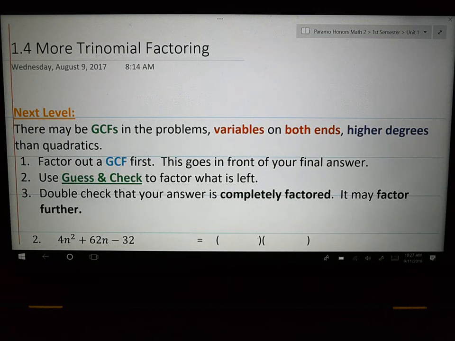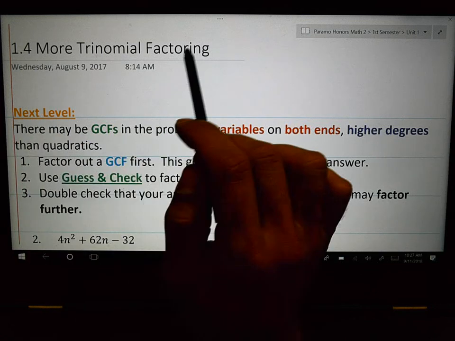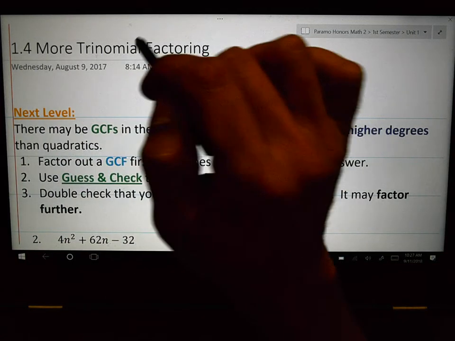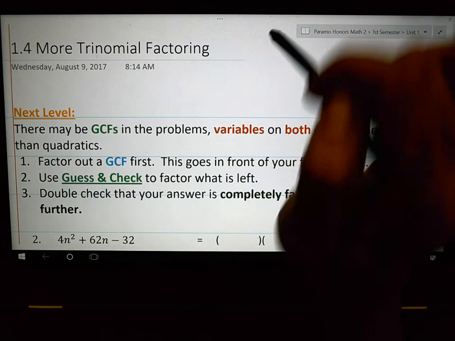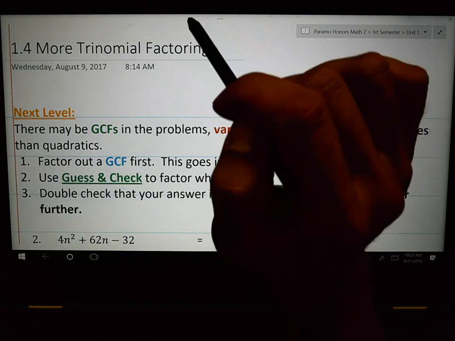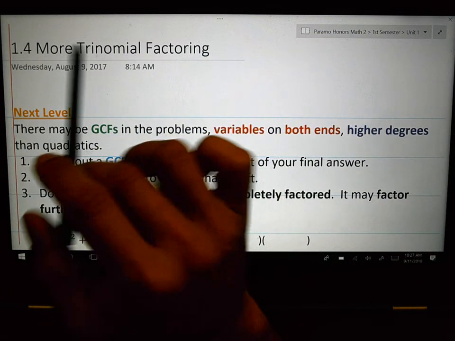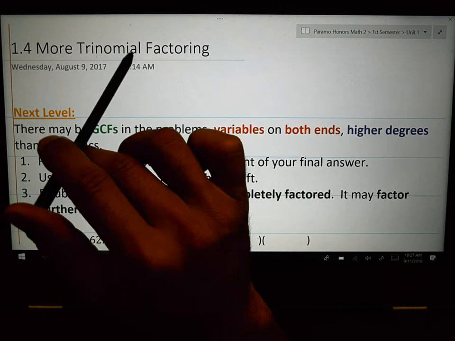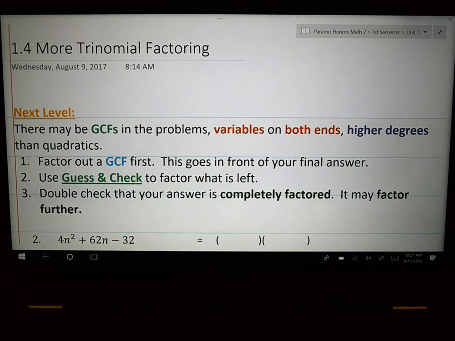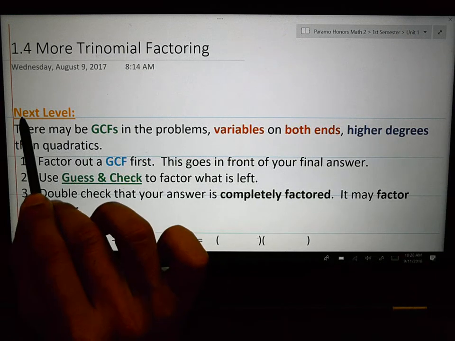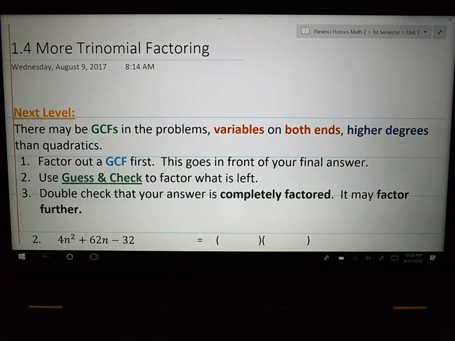In 1.4, in your packet, this doesn't say more trinomial factoring. It says trinomial factoring part 2 in your packet. But on the check sheet and in your notes, I have it labeled as what it is on your check sheet, which is 1.4 more trinomial factoring. In my mind, it's still trinomial factoring, except it is the next level type of factoring.